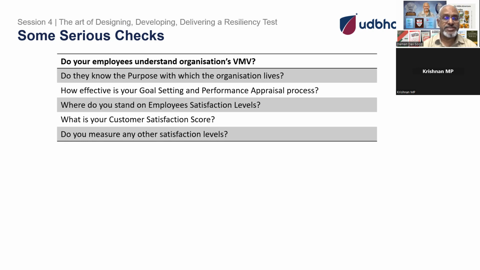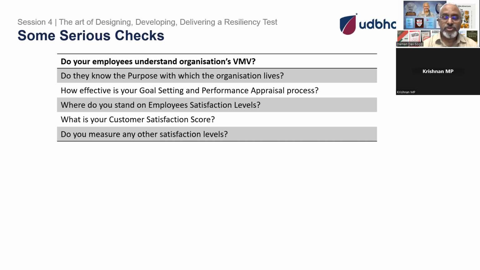Do your employees understand the organization's VMV, vision, mission, and values? Do they know? Do they understand? Do they live to these? Do they know the purpose with which the organization lives, or is it only at the top level? How effective is your goal setting and performance appraisal process? Asking this question is easy. Answering, first, perhaps we need to define what we mean by effectiveness of this process. You may have your own definition and there is no challenge in that.